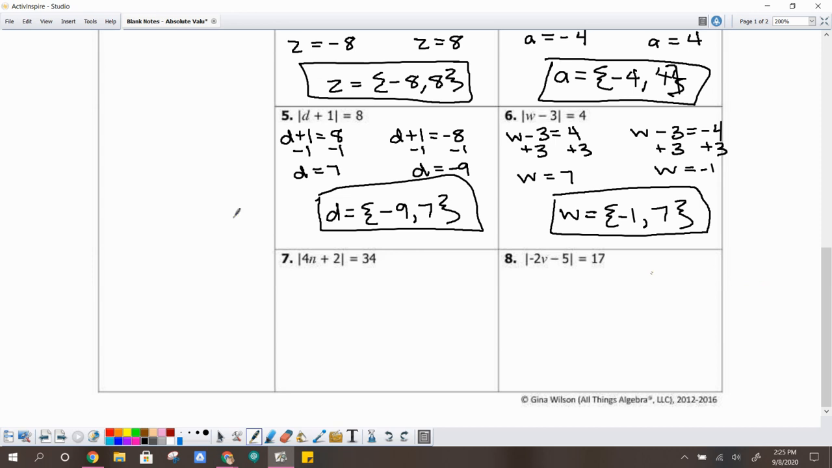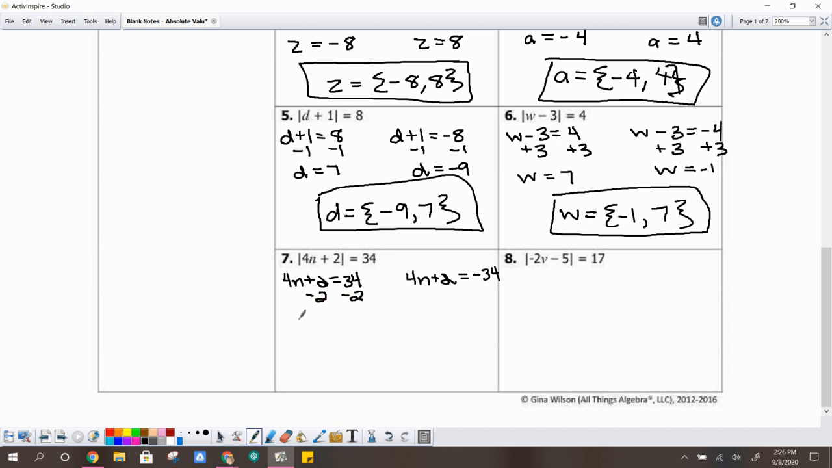Okay, so for number 7, step 1, make sure it's isolated, and it is. So step 2 is to set the inside part equal to the positive and negative version of the outside number. So 4n plus 2 equals 34, and 4n plus 2 equals -34. And now step 3 is to solve. So these are two-step equations now, so it's a little different than what we did up above. We're going to subtract 2 first.